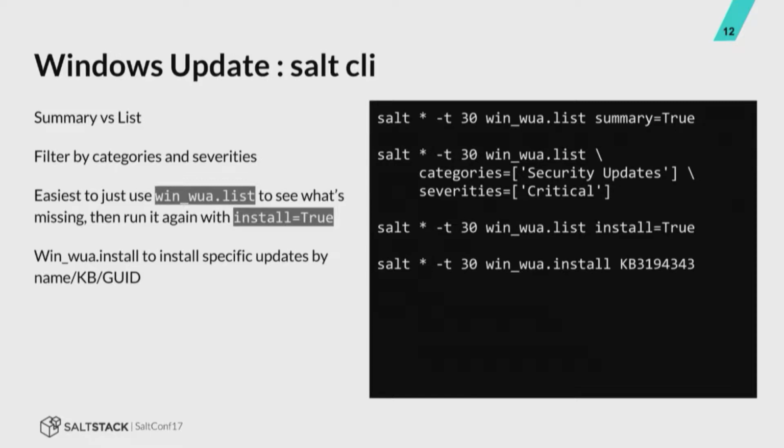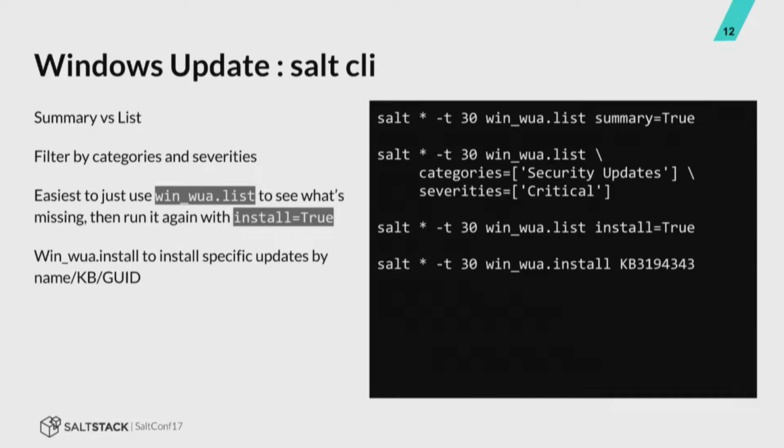If you do summary equals true, then that'll give you a summary. There's 4 critical updates, there's this many software updates or driver updates or whatever. So it kind of gives you a summary. If you don't do summary equals true, it actually lists every update that is pending on the machine.